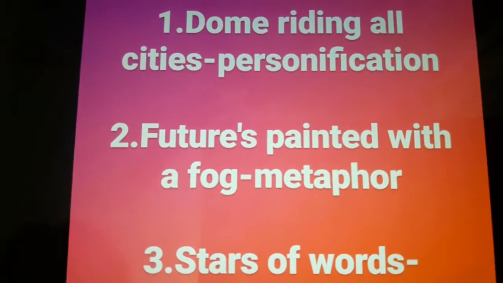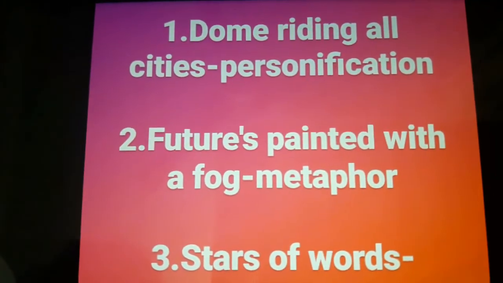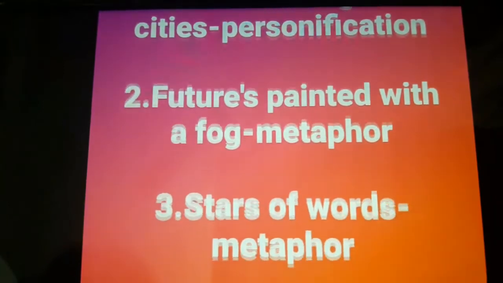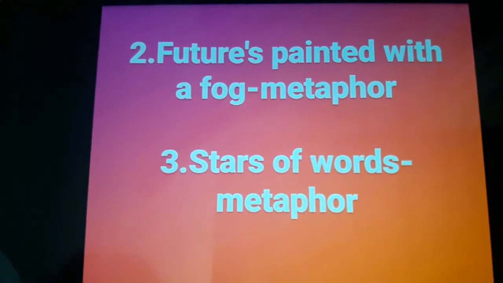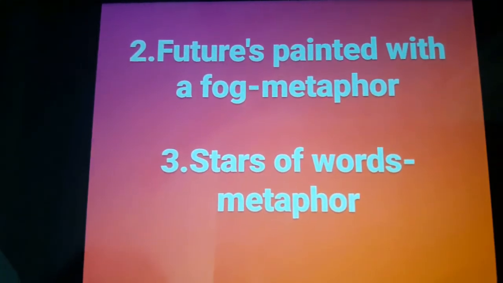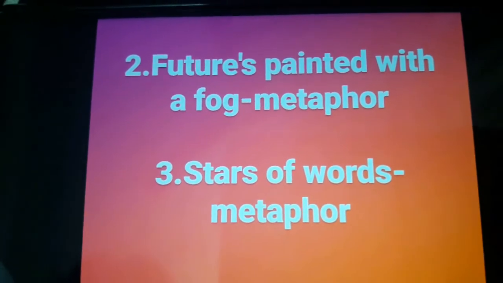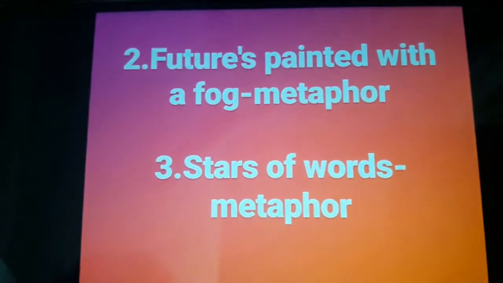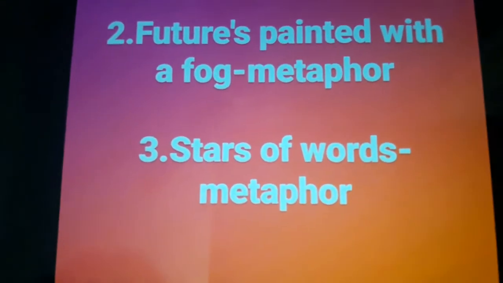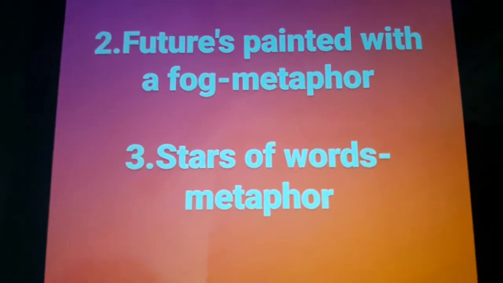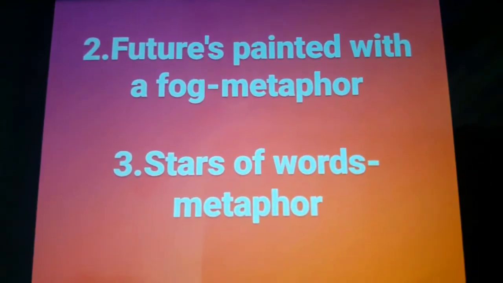Then futures painted with a fog. Here there is comparison between future of the children and fog. Fog is unclear, dim, and the future of the children living in the slum was also dark, also uncertain, and no words like and as are used. So the figure of speech metaphor is used here.